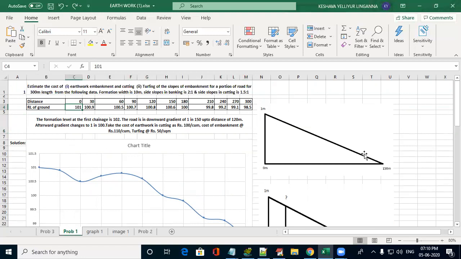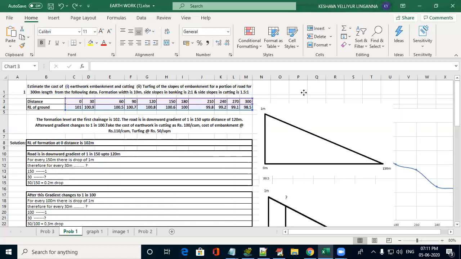For the calculation purpose, we need the RL at each and every chainage where they have already taken the RL. That is, at 30 meter, what should be the formation level, and at 60 meter, what should be the formation level. Like that, at each and every point, we need to find out the RL using the requirement which they have given. Okay.